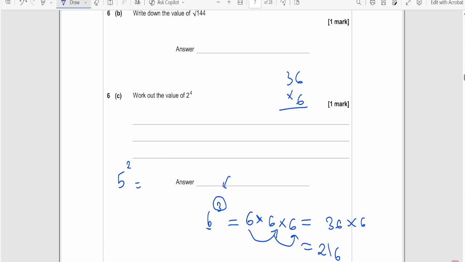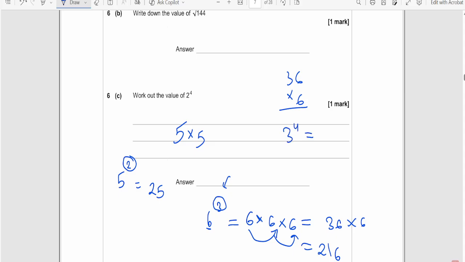How much is this? 5 square. Is it 32? Let me check. I did this at school. 25. Yeah, that's 25. 5 to the power 2 means we need to multiply 5 two times: 5 times 5. Okay. Let's say you have 3 to the power 4.